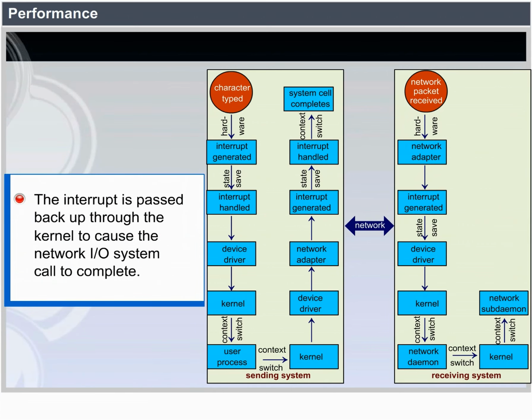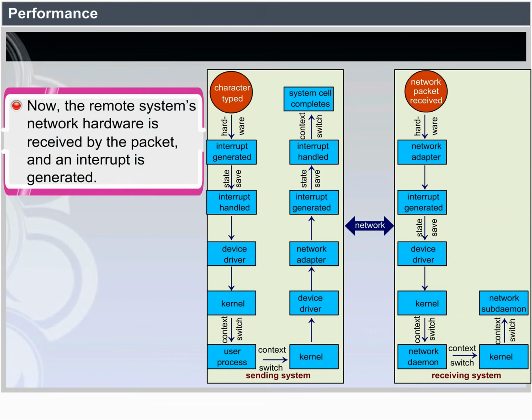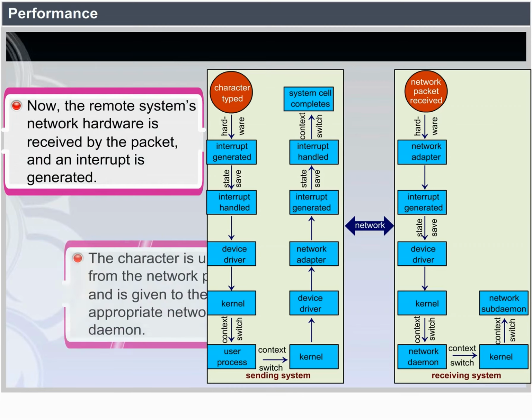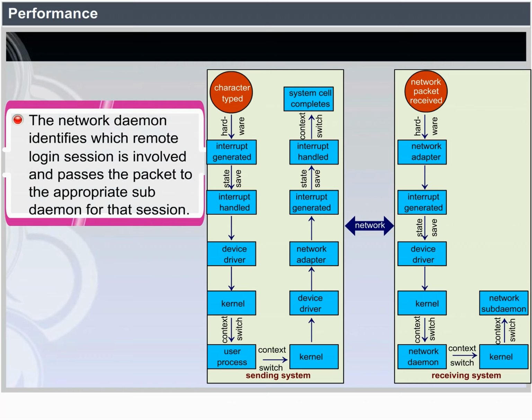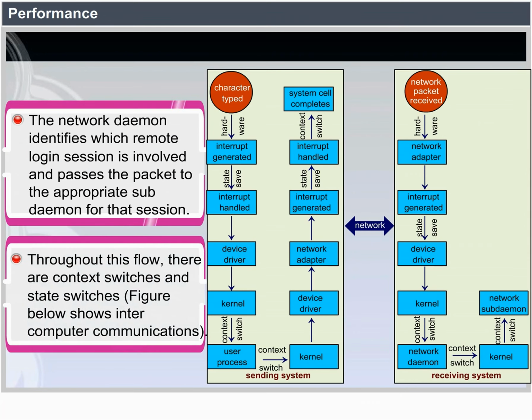Now the remote system's network hardware receives the packet and an interrupt is generated. The character is unpacked from the network protocols and is given to the appropriate network daemon. The network daemon identifies which remote login session is involved and passes the packet to the appropriate subdaemon for that session. Throughout this flow, there are context switches and state switches. Figure below shows intercomputer communications. Usually the receiver echoes the character back to the sender. That approach doubles the work.